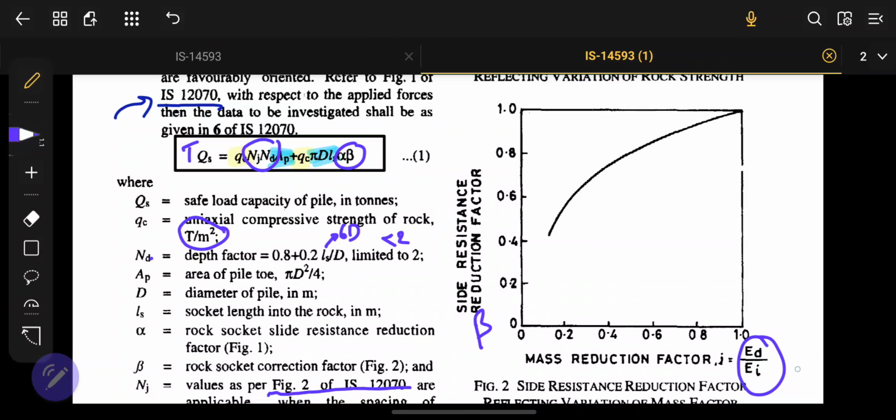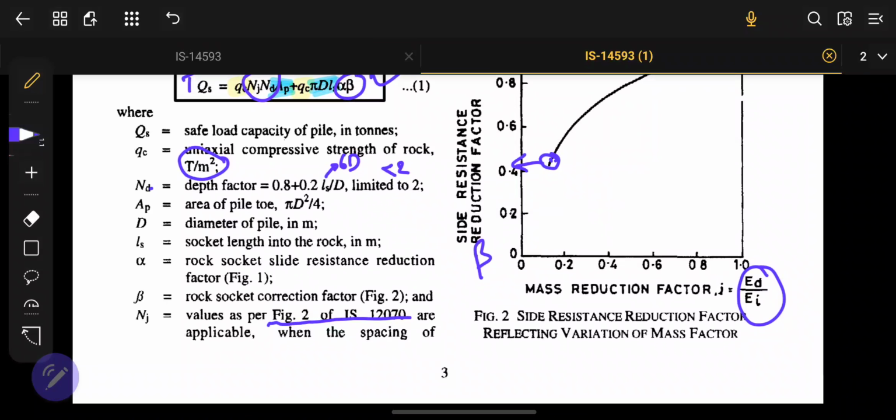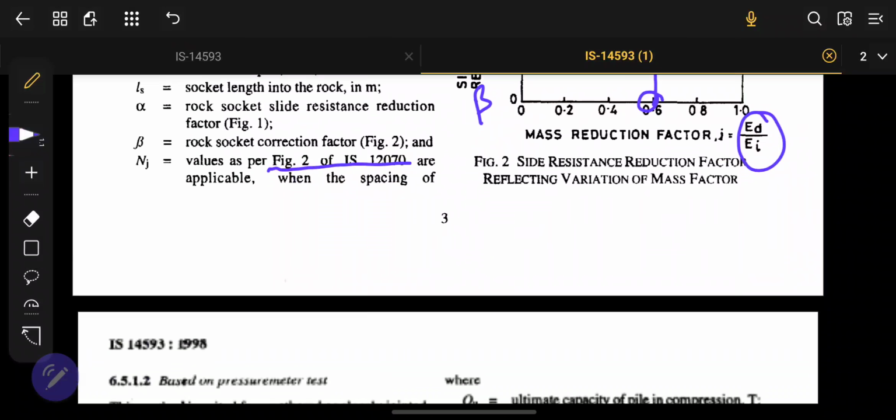So if for some reason your report is not complete, your technical report, and you don't have this value, what we can do is take the least value, 0.4. We can assume this value for this calculation, take beta as 0.4 and start the calculation. If your report is quoting some value, use that value. Say your report is saying 0.6, you go to the graph and get this value. So that's all we can do.